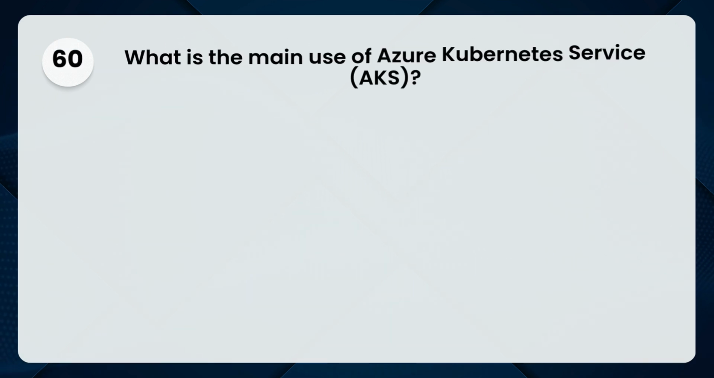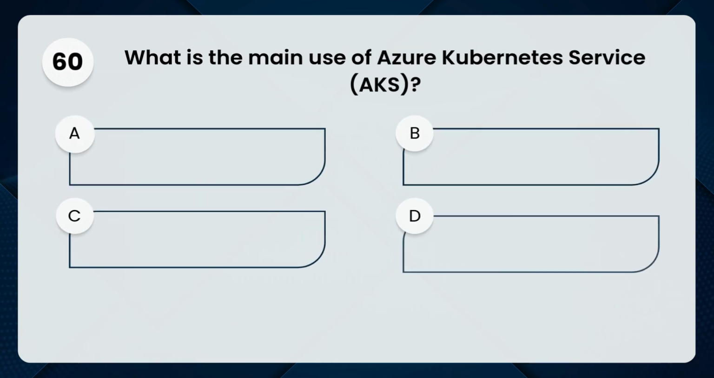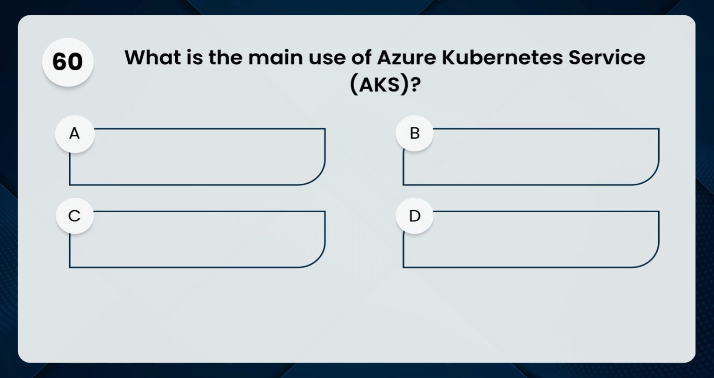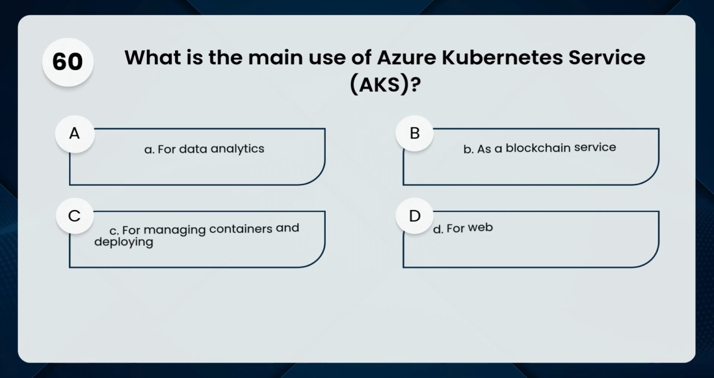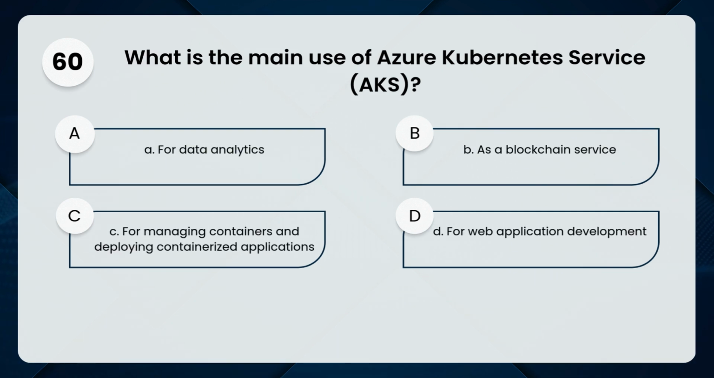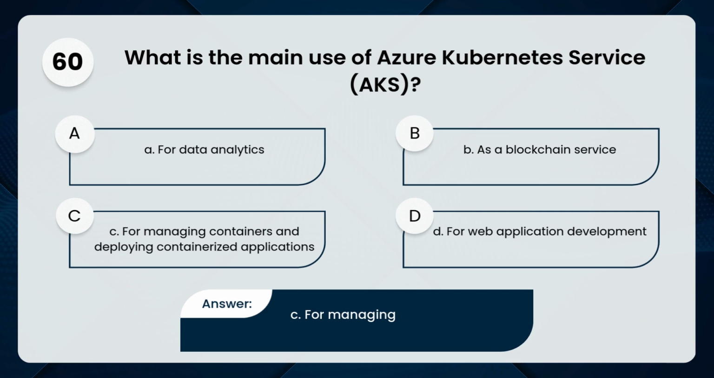60. What is the main use of Azure Kubernetes Service, AKS? A. For data analytics, B. As a blockchain service, C. For managing containers and deploying containerized applications, D. For web application development. Answer: C. For managing containers and deploying containerized applications.